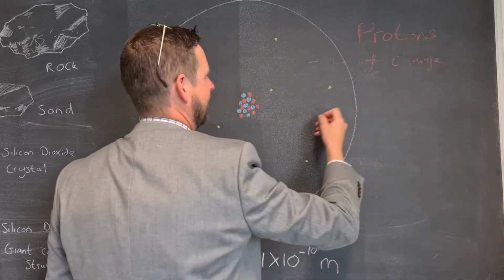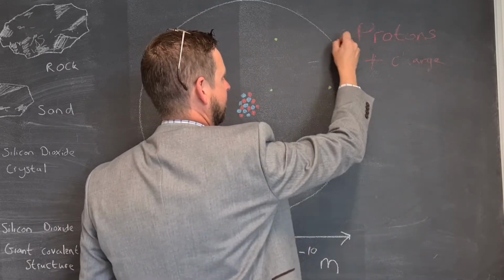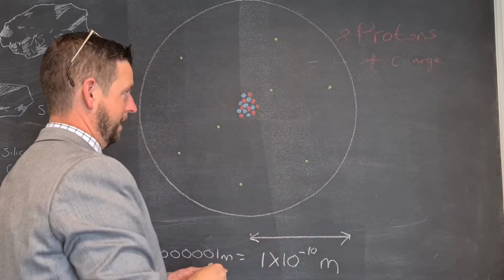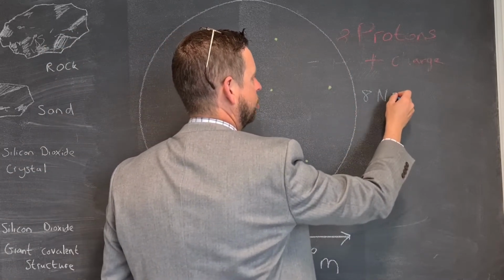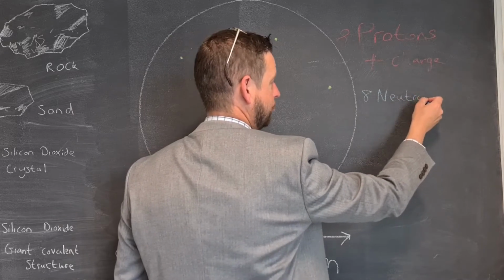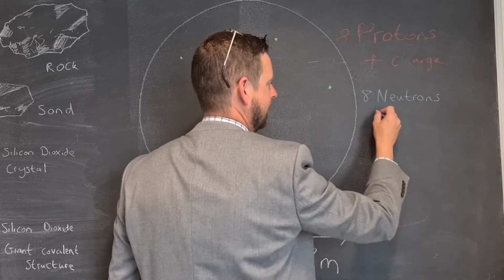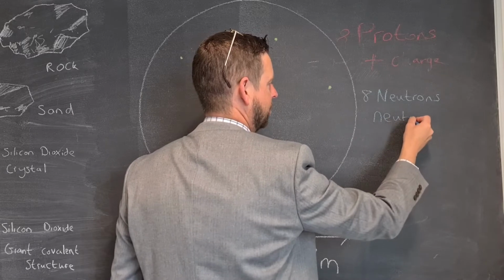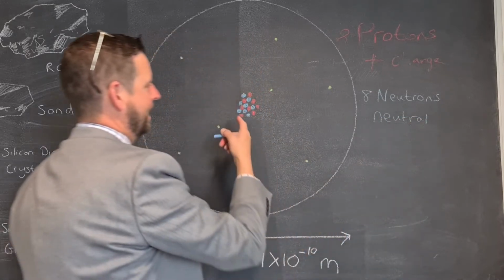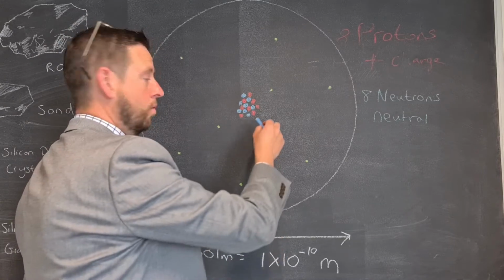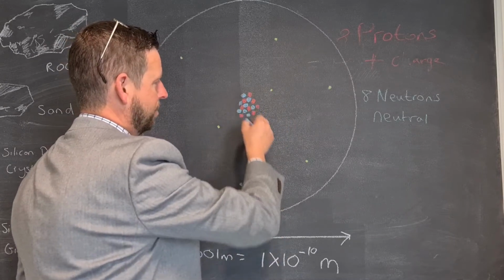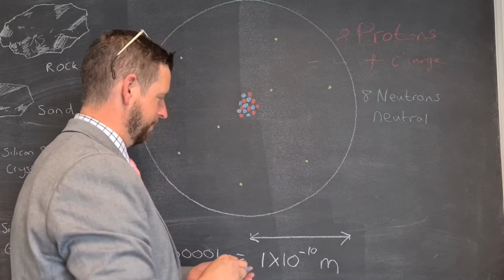And here there are 8 of them. In blue we have 8 neutrons, and these are neutral. So these have no charge whatsoever. It means that with 8 positive charges and 8 neutral charges, the overall charge of the nucleus is positive.